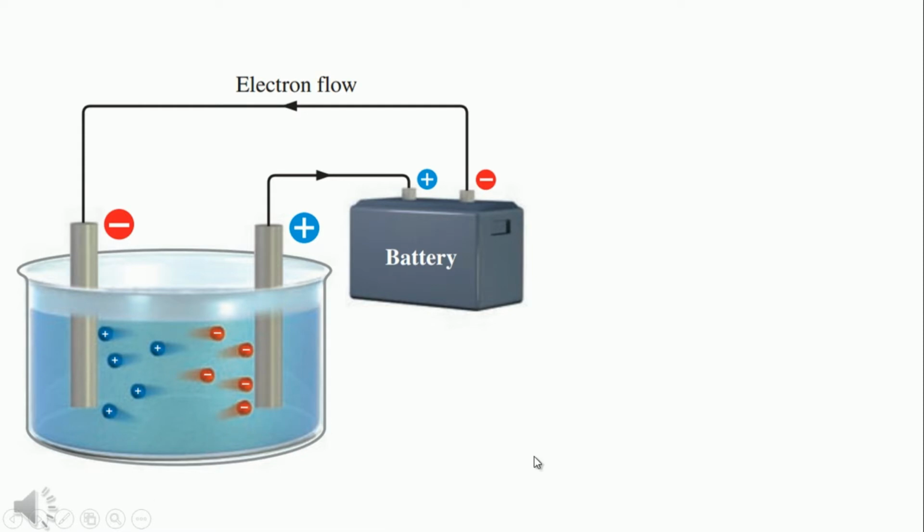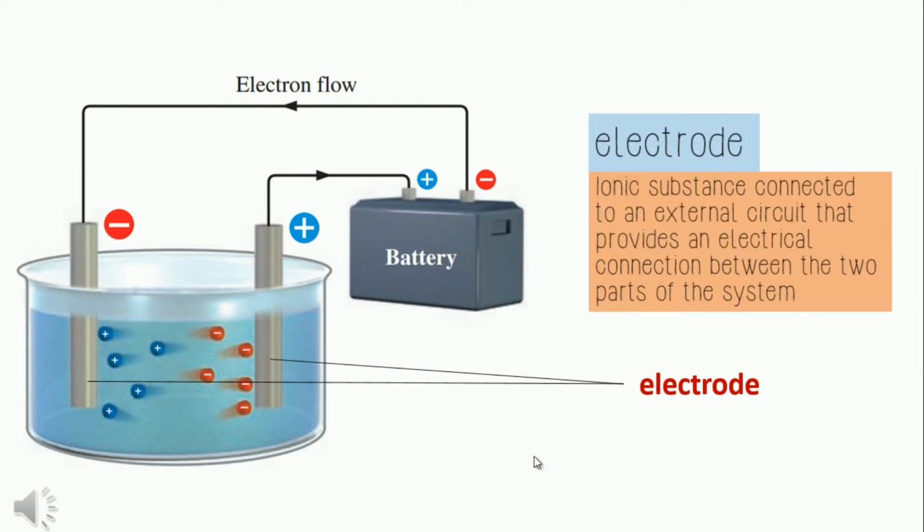An electrochemical cell has two parts. Each part has one electrode, which is an ionic substance connected to an external circuit that provides an electric connection between the two parts of the system.